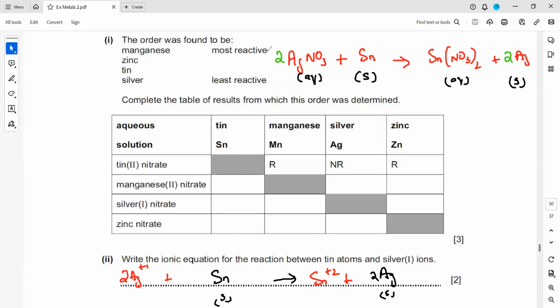Then there's also another way of writing an ionic equation. First, you write a full equation and cancel the common ions in aqueous solution. In aqueous solution, nitrate is common, so we cancel out the nitrate ions. And then what we are left with, we write as it is. We are left with two silver, so we write two silver. We are left with one tin, and in aqueous it must be an ion, tin(II), and then silver atoms. So this is the second way of writing.